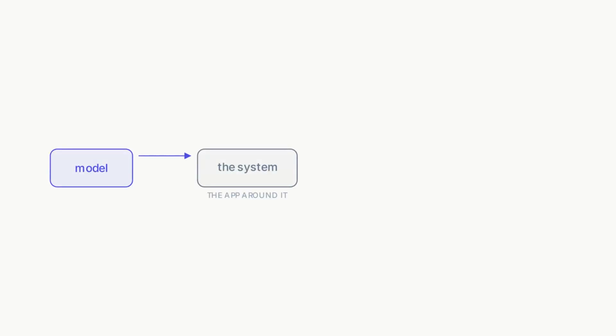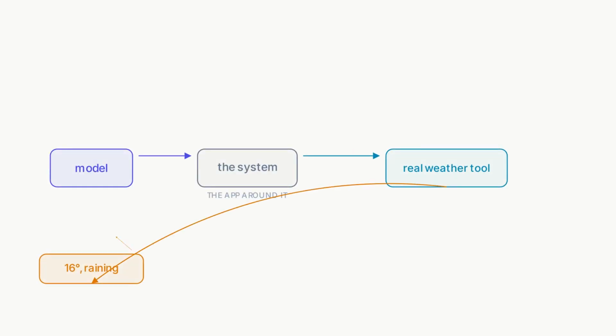That request goes to the system around the model, the actual software of the application it's running inside. The system reads the request, runs the real weather tool, gets the answer, and hands the result back to the model as a new piece of information. Then the model carries on, now knowing the weather. Think of the model as a chef calling out an order, and the system as the kitchen that actually cooks it and brings it back.